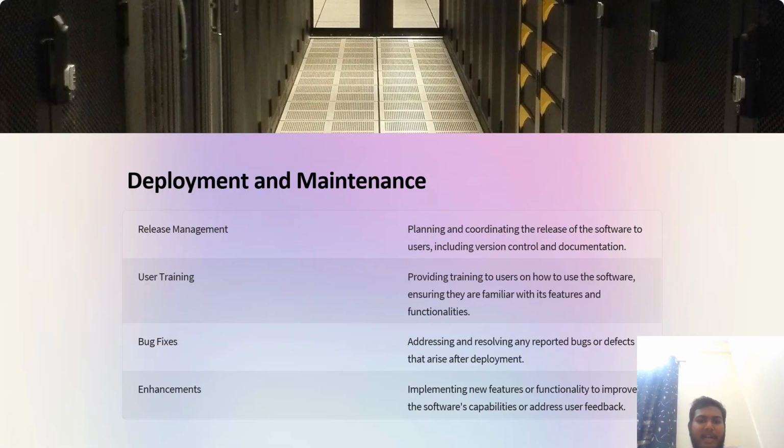Next, deployment and maintenance. Here, release management plans and coordinates the release of the software to users. User training provides training on how to use the software. Bug fixing addresses and resolves any bugs or defects that arise after deployment. Enhancement implements new features or functions to improve the software capability or address user feedback.